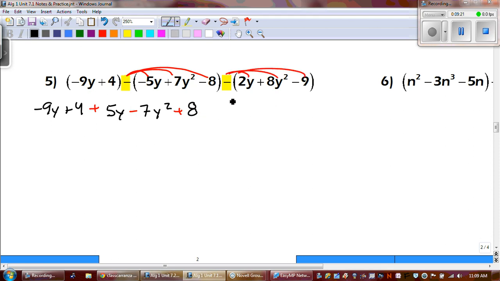And we're going to do the same thing over here. 2y, 8y squared, and 9. That's a +2, now it's a negative, subtracting. It's addition, now it's subtraction. It's subtraction, now it's addition, okay? All right, now let's look for our like terms. My highest exponent is a square. So -7 minus 8 gives us -15y squared.